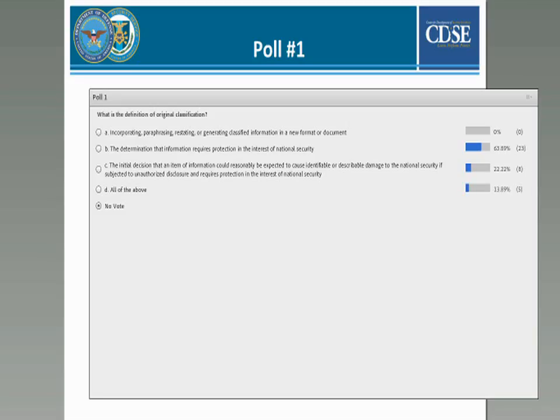Looks like everybody is doing pretty good there. Okay. Let's continue on. The answer actually is C, the initial decision that an item of information could reasonably be expected to cause identifiable or describable damage to the national security if subject to unauthorized disclosure and requires protection in the interest of national security. I can also see why a lot of you chose B. Thank you for your response. We will continue on.